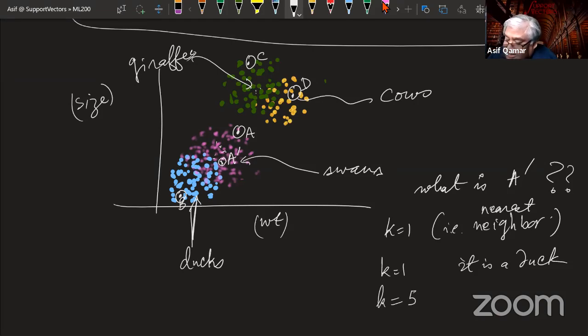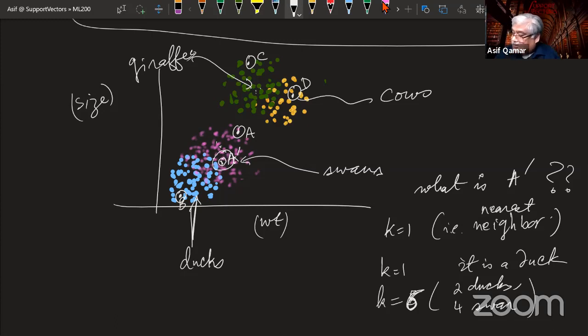Now what happens? See, if I make a little circle around this, then what happens to A? Yeah, it's most probably swan. The majority of the animals around it are swans. Do you see that, guys? There are only 2 ducks. But in a circle around A prime, the rest of them seem to be swans. Actually, let me make it 6. K is equal to 6. 4 swans.